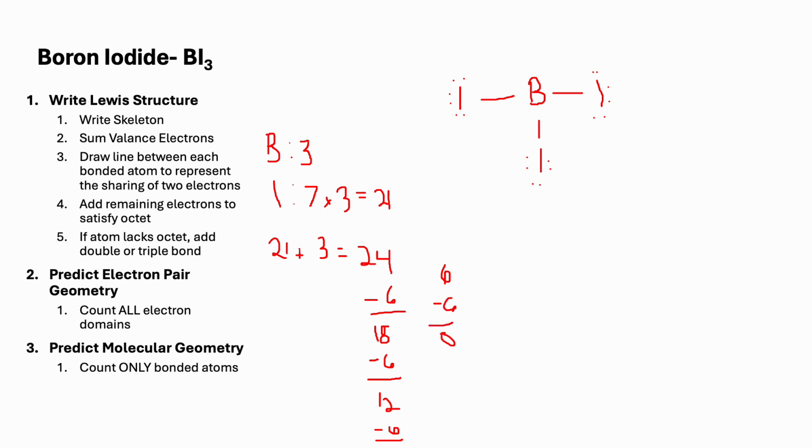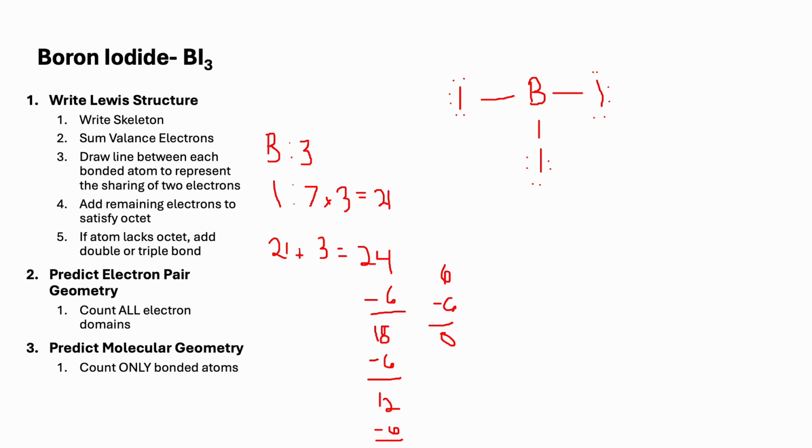So when you're looking at this atom, you're like, whoa, whoa, whoa. Boron doesn't have a full octet. So does that mean that we need to add a double or triple bond? The answer in this specific case is no, because boron is happy with 3 bonds. It is one of the exceptions to the octet rule.